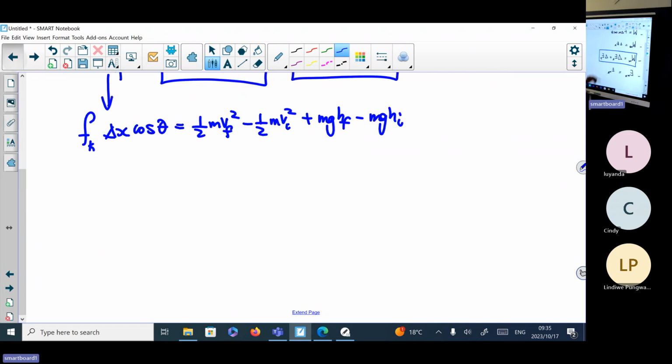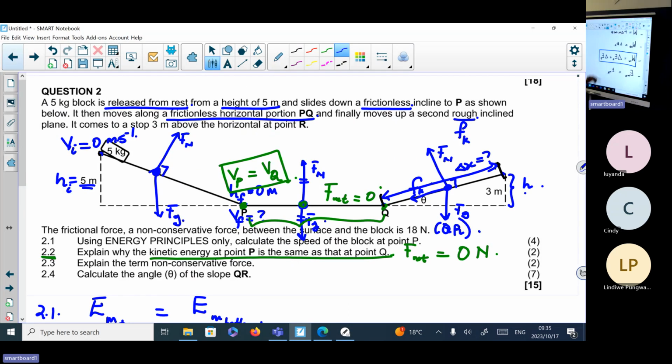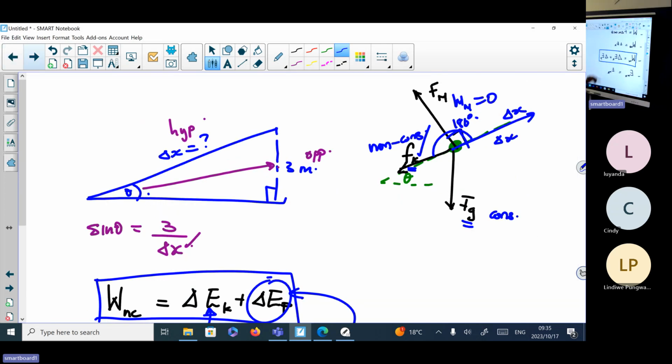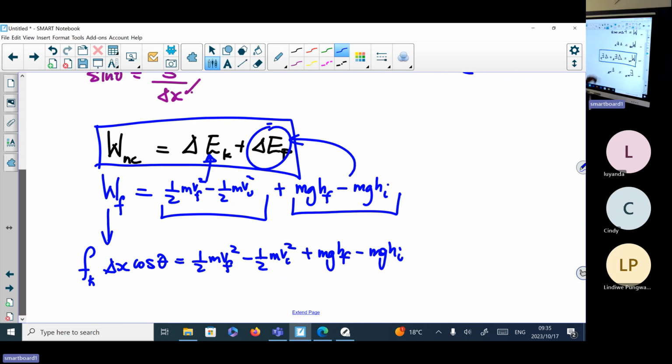So let us go back now. We were told about the magnitude of this frictional force, and they even told us that it's a non-conservative force between the surface and the block: 18 newtons. That's the magnitude of our frictional force. So we take that magnitude as it is and substitute 18 there. We do not know the displacement, it's what we are hoping to calculate. We have just said that the angle between the frictional force and the displacement is 180 degrees.